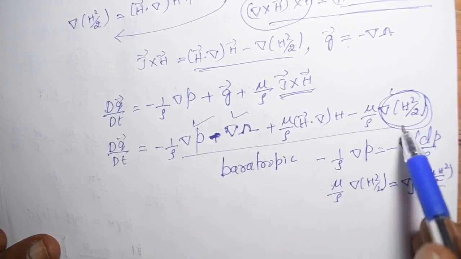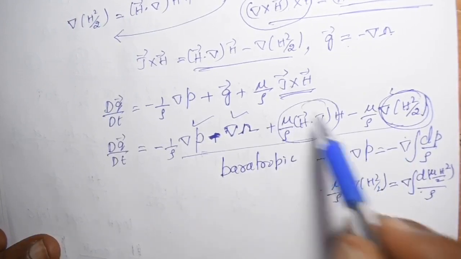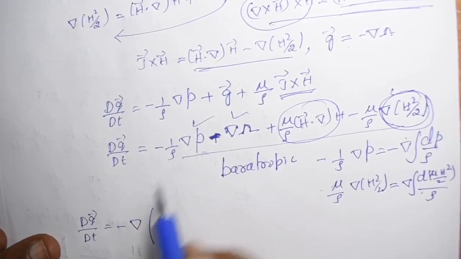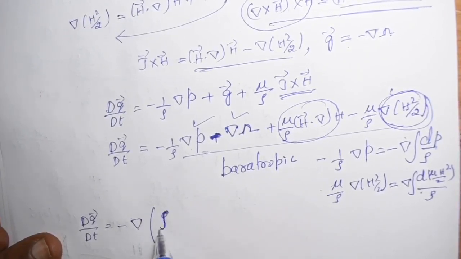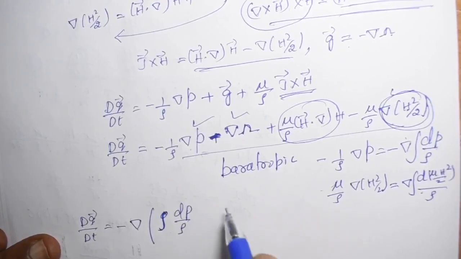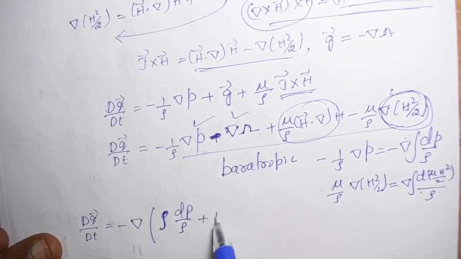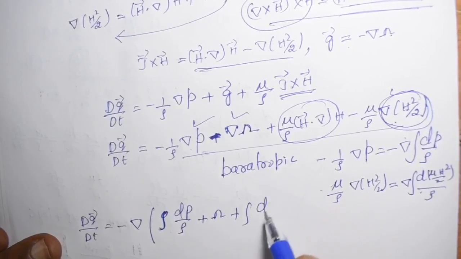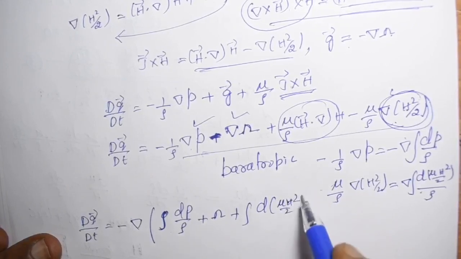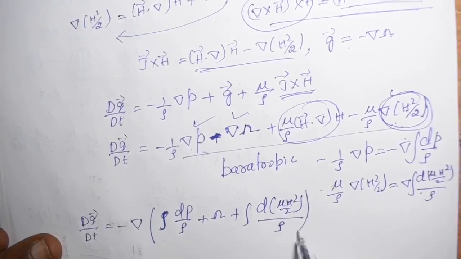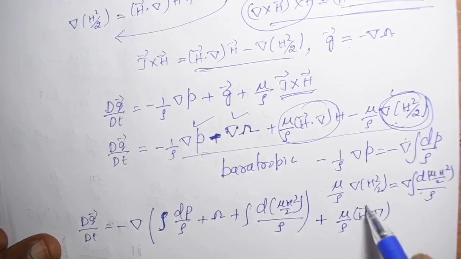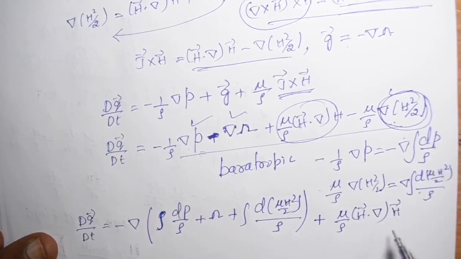Then from these three terms, except this one, you are going to get dq by dt is equal to minus gradient of the pressure term, the integral of dP by rho, plus omega plus the magnetic term, the integral of d of mu H square divided by 2 whole divided by rho, plus mu by rho into H dot del of H.